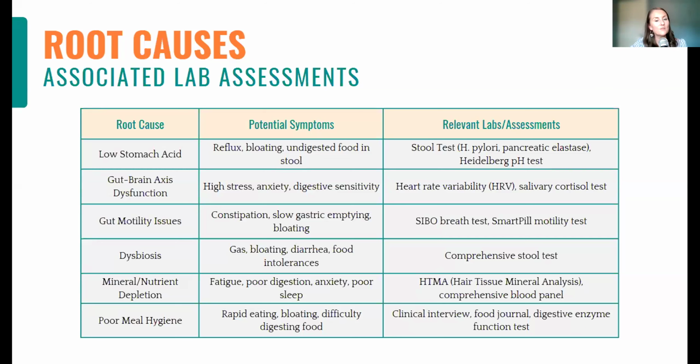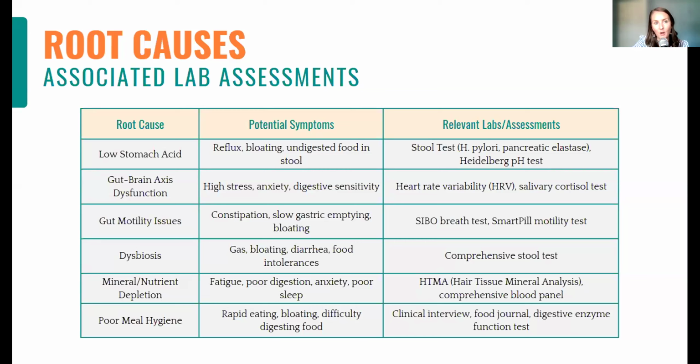Gut motility issues, you may see constipation, you may see slow gastric emptying, you may see bloating. You can look at gut motility issues indirectly, looking at a SIBO breath test. If someone has high levels of methane in their breath test, likely that's going to slow their bowels down. You can do the smart pill motility test, not something that we typically do, but something that the GI doctor definitely can. With dysbiosis, you might see somebody have gas, bloating, diarrhea, and food intolerances.